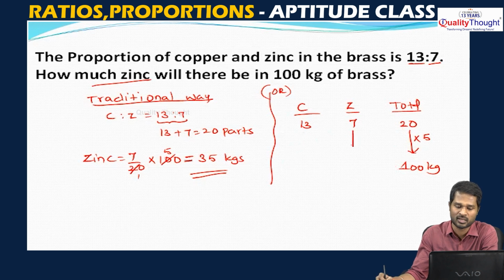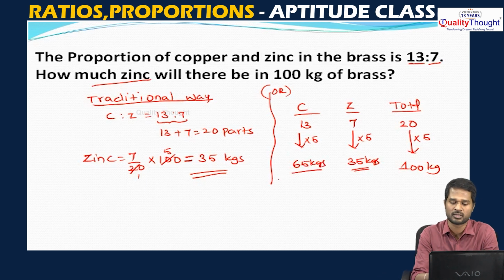So here the zinc also should be multiplied with 5, 7 5s are 35 kgs. So similarly this also you need to multiply with 5, 13 5s are 65 kgs. So copper is not asked in the question, but this is how we need to solve. See, total it is 20 parts which is equals to 100 kgs. That means the 20 is multiplied with 5 to get 100. So similarly multiply 7 with 5 to get 35 kgs, multiply 13 with 5 to get 65 kgs. We can use any method, right? So the zinc will be 35 kgs in a total of 100 kgs of brass.